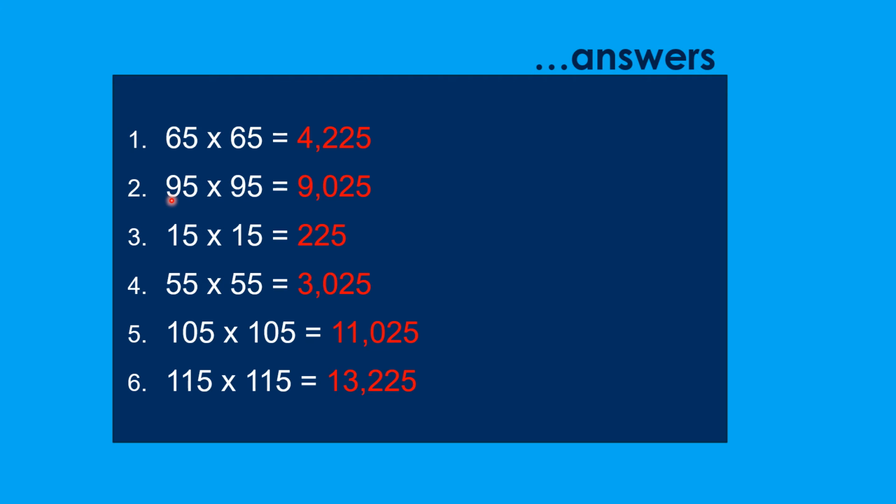95 times 95. What comes after 9 is 10. 9 times 10 is 90. And then 5 times 5 is 25. So 9025 is your answer. You can do it in your head.